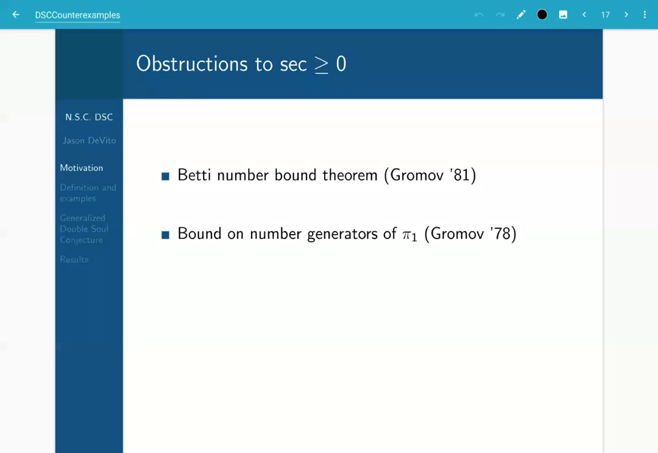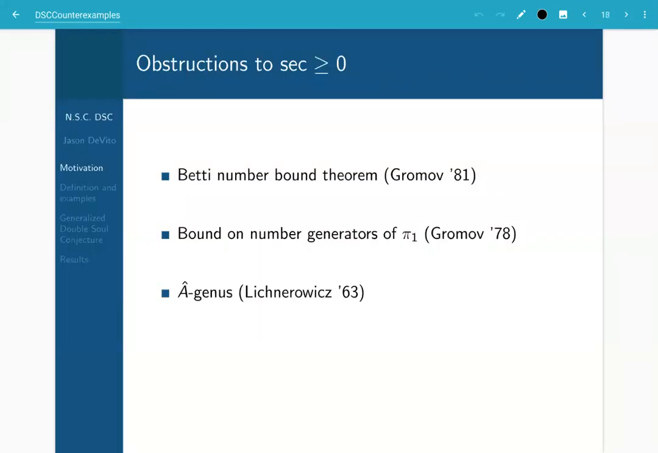Again, this bound is in terms of the dimension of the manifold. There are some other things. You have the A-hat genus, by Lichnerowicz. This is actually an obstruction to positive scalar curvature for spin manifolds. And it's not quite an obstruction to non-negative sectional curvature because you could still have flat manifolds, but for non-flat things, the A-hat genus provides an obstruction to non-negative sectional curvature.